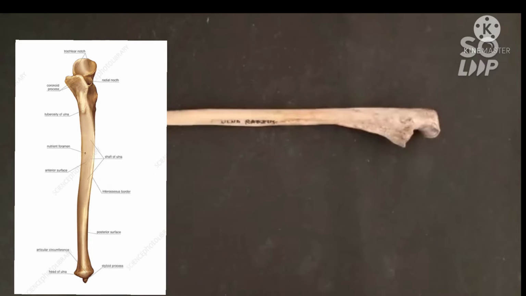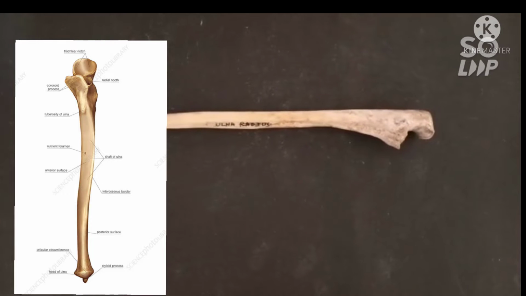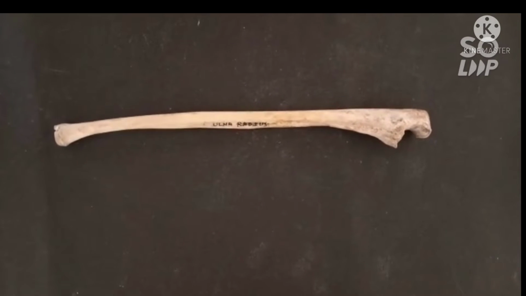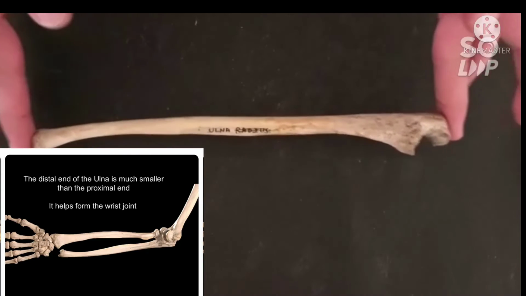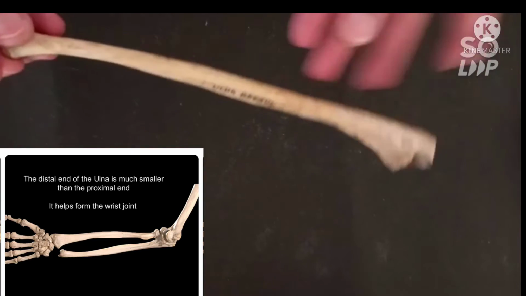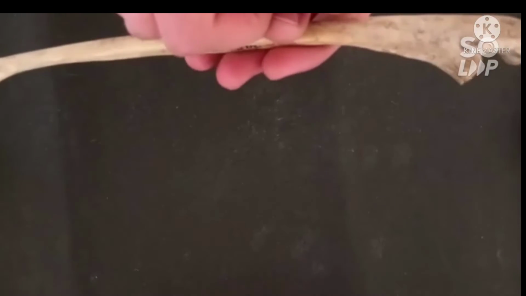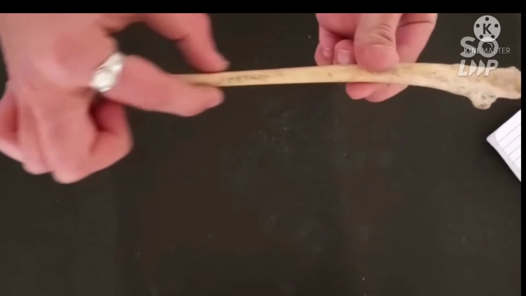Everyone, today we will discuss the ulnar bone. First of all, we will discuss its position. The ulnar bone is a long bone which is present in the forearm, and it is broader close to the elbow, and it narrows as it approaches the wrist.